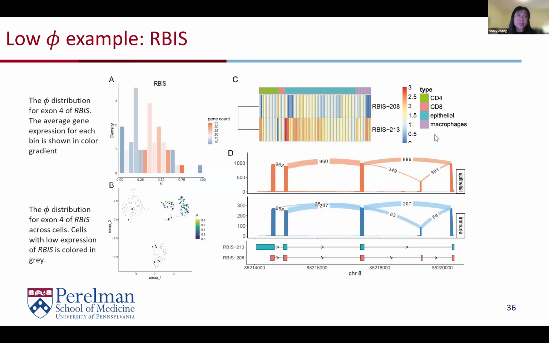Just as a counterexample is this RBIS gene, which is low phi. You see that, yes, the histogram is sort of unimodal, but you do see a lot of cells here that have none of one or the other isoform. That's due to sampling, at least we think that's due to sampling because we cannot rule it out. So you see that there's just not enough evidence that this is cell type specific.